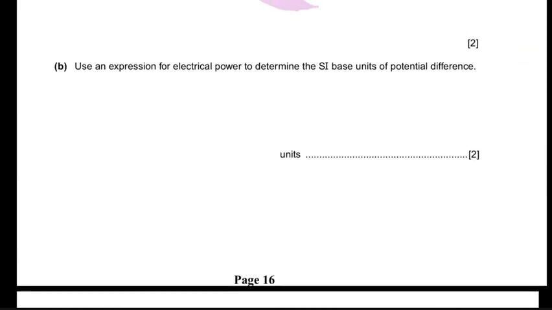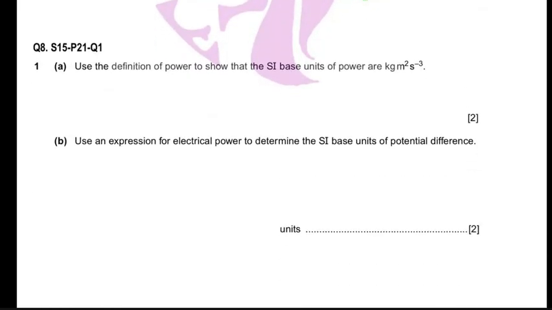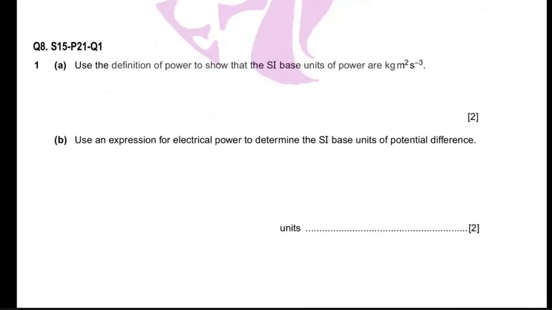So let's do one more question. Use the definition of power to show that the SI base units of power are this. Power is work done upon time or energy converted. Now it's saying definition of power. Power can have many formulas, but the defining formula for power is work done upon time. Work done is force into distance upon time.